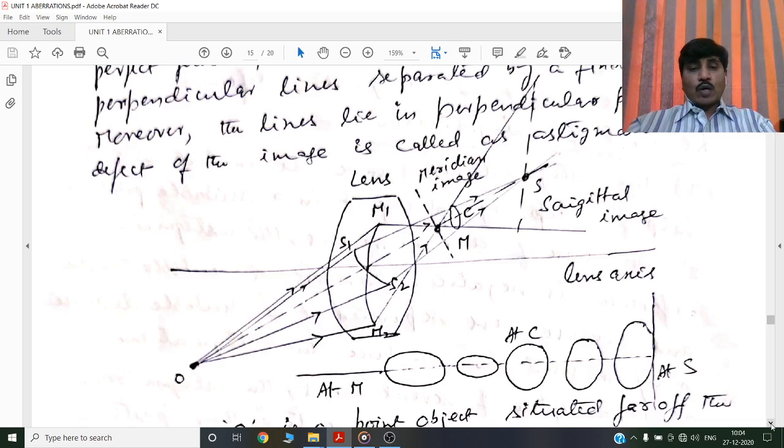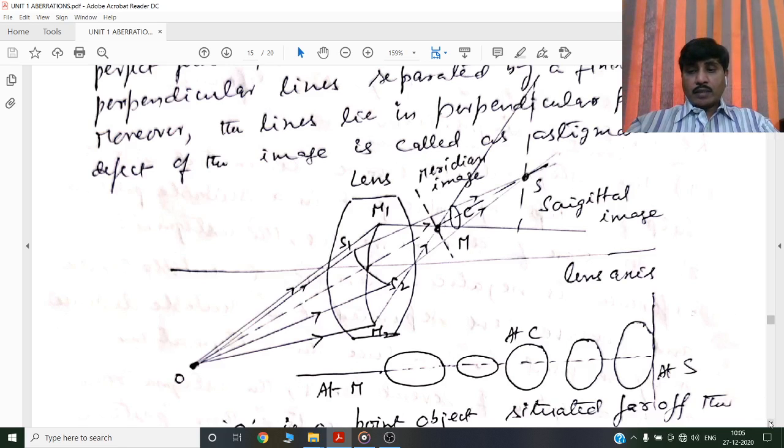The light rays from the object O, after passing through the meridian plane M1 M2, meet at point M. The image at point M is called the meridian image, and the light rays passing through the sagittal plane S1 S2 after refraction meet at point S, and the image at point S is called the sagittal image. The two images lie on two mutually perpendicular lines, and the lines are in two mutually perpendicular planes.